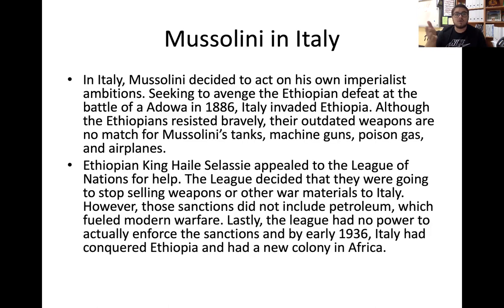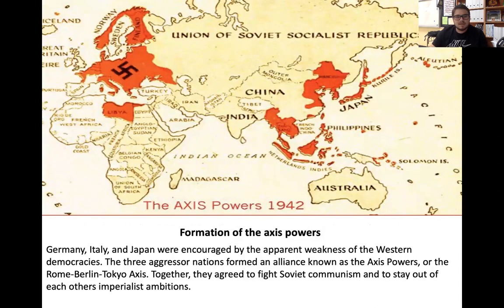Japan's going to see this and say, whoa, if Mussolini could do this to Ethiopia and no one does anything about it, then no one's going to even bother to try to check us in the Pacific, right? So this is going to be really, really bad. So now it's going to be a formation of the Axis powers.